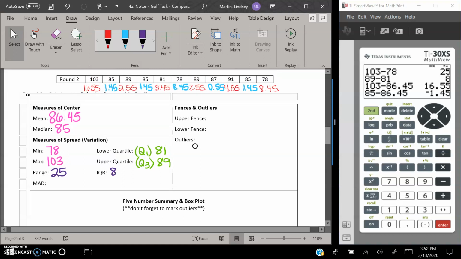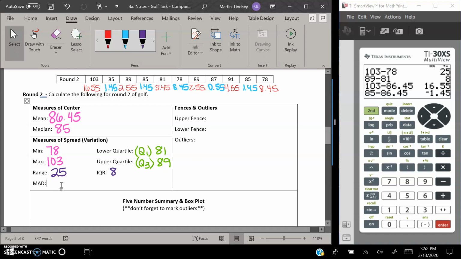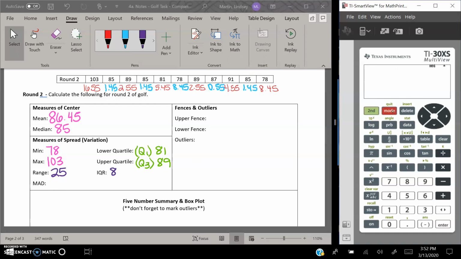Alright, now I want to take all these values, add them together, and find the average. So I'll go over to my calculator and take 16.55 and add that to 1.45, 2.55, 1.45, 5.45, 8.45, 2.55, 0.55.